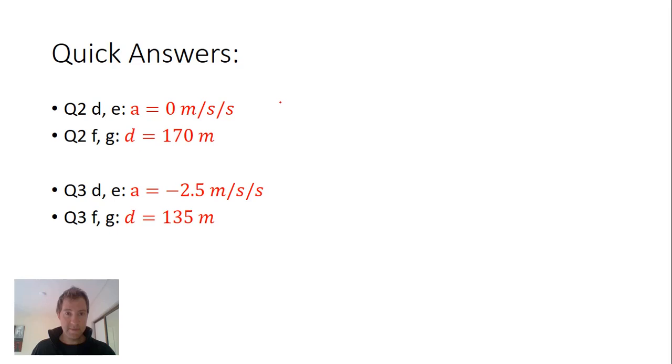So on page 44, question D and E, which are the same. Remember, one's a graph using the graph to answer, and one's using the equation to answer, so you should get the same thing. It's 0 meters per second. F and G, you can check your answer. Displacement was 170 meters, and the same for question 3, page 45. These are the answers. Acceleration is minus 2.5 meters a second, and the distance is 135 meters.